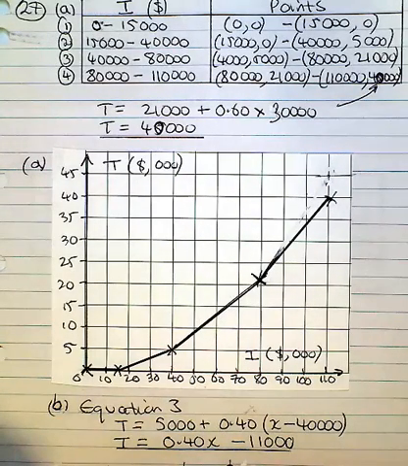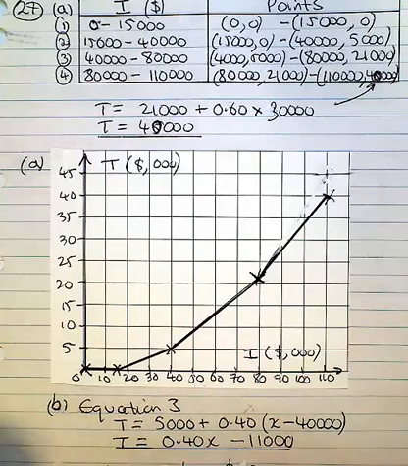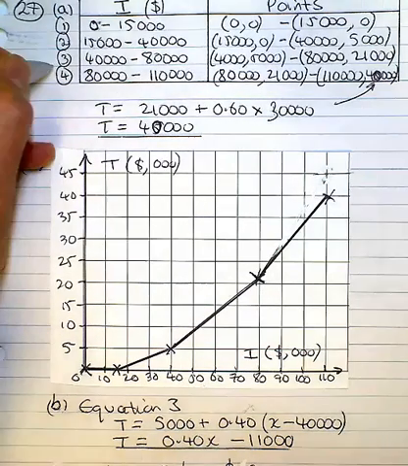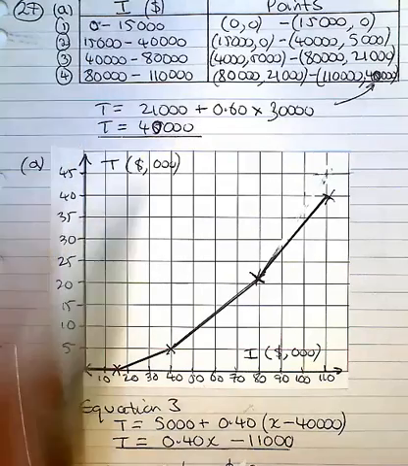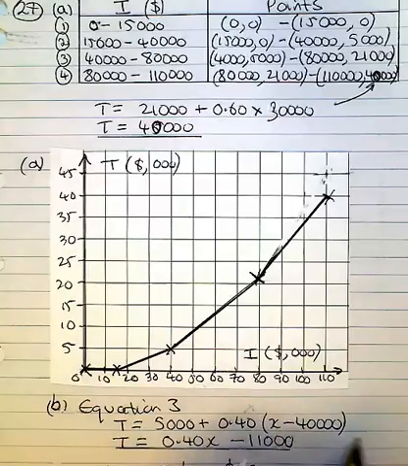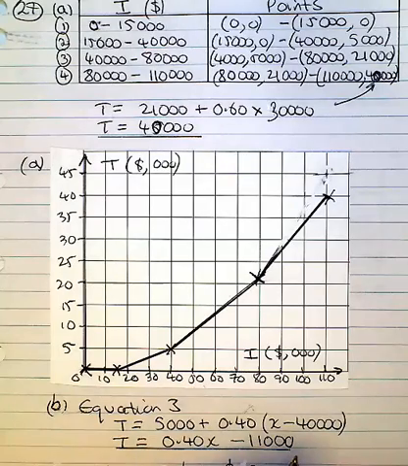When it comes to finding the equation, you can either use the two-point method or you can read off and interpret the equation with respect to the information given. So for equation 3, between 40,000 and 80,000, I pay 5,000 plus 40 cents or 40%, 0.4x, take the 40,000. I've expanded that to give me t is equal to 0.40x minus 11,000.